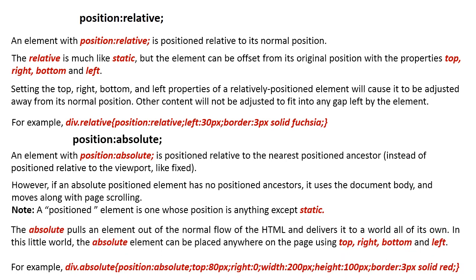The absolute pulls an element out of the normal flow of the HTML and delivers it to a world all of its own. In this little world, the absolute element can be placed anywhere on the page using top, right, bottom, and left. For example, div.absolute, position is absolute, top is 80 pixels, right is 0, width is 200 pixels, height is 100 pixels, border is 3 pixels solid, and the color will be red.